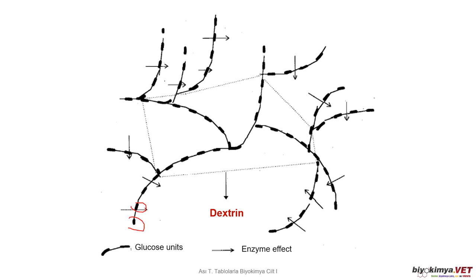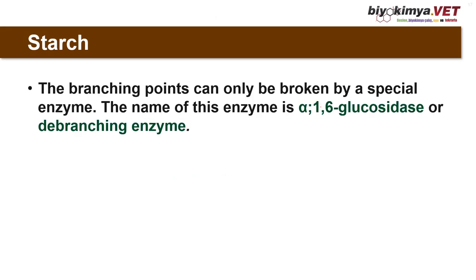Glucose units are linked with alpha-1,4 bonds, and at the branching point alpha-1,6. I'm thinking about amylase that digests hydrolytically. The bonds here break, and when it reaches alpha-1,6, the enzyme cannot pass here. It's a kind of barrier, and at the end there will be a dextrin, and the border of the dextrin is provided by alpha-1,6 branching points. And the arrow shows the effect of alpha amylase. For the continuity of the degradation, we need another enzyme to break the alpha-1,6 bonding. The branching points can only be broken by a special enzyme. The name of this enzyme is alpha-1,6 glucosidase, or shortly, the branching enzyme.